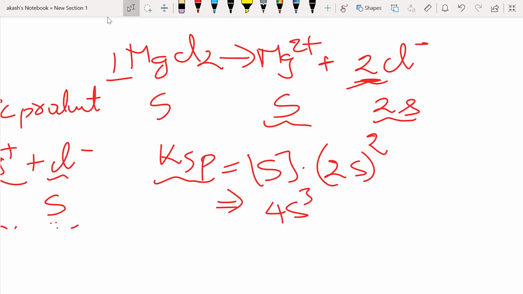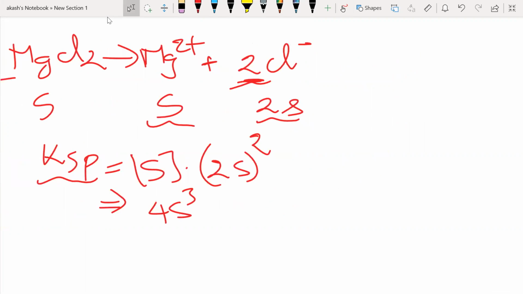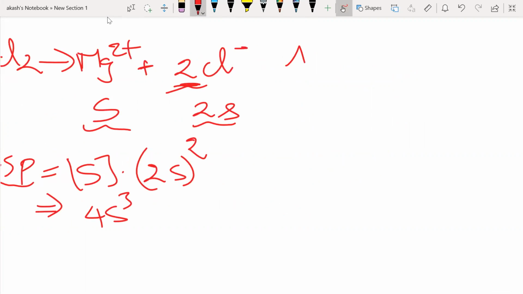Say something like if I have AlCl3, can you tell me what will be the KSP in terms of S? Can you quickly tell me? Okay, I'll give you a minute. Quickly tell me what it will be.